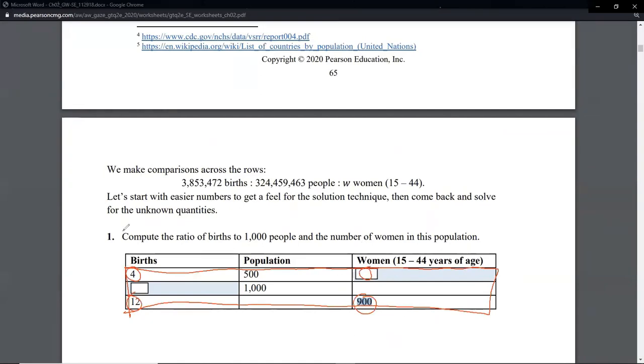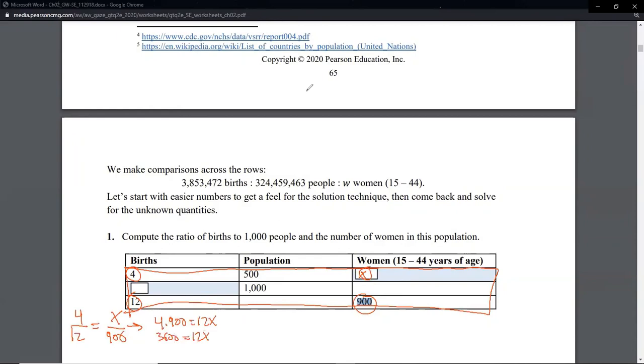So in my red ink, let me squeeze that in over here. And again, I like to do top over bottom, so I'll go 4 over 12 is equal to x over 900. So I'm going to call this an x. Number, variable, perfect. We can cross multiply. So we'll get 4 times 900 is equal to 12 times x. 4 times 9 is 36. So that's 3600 equals 12x.